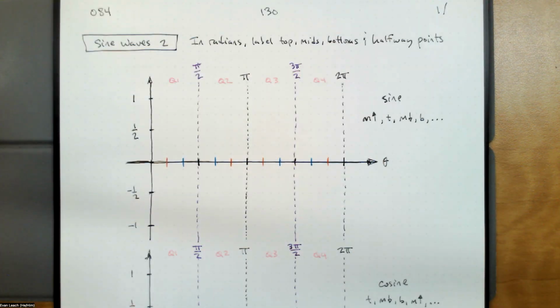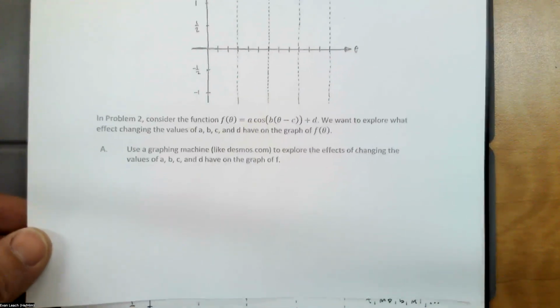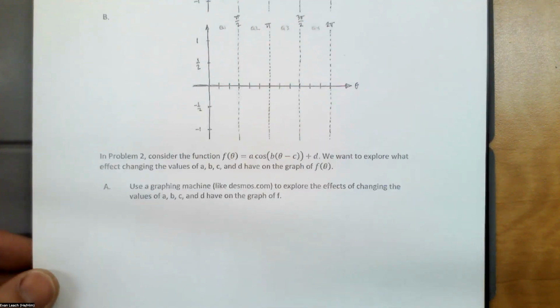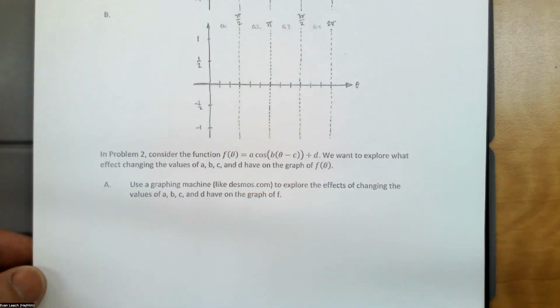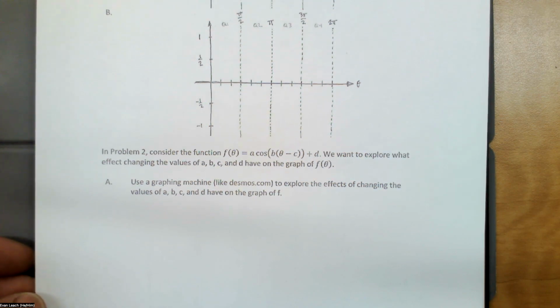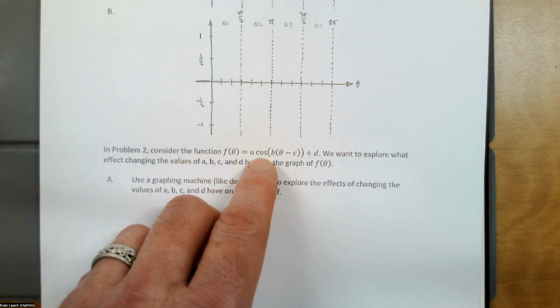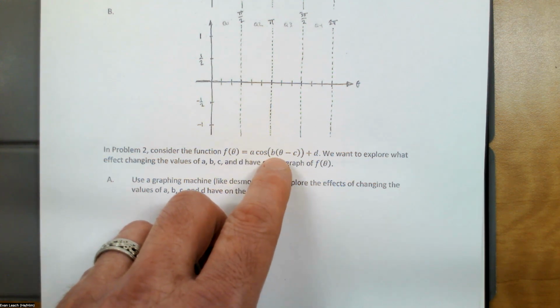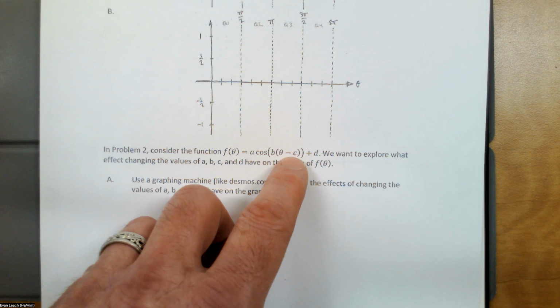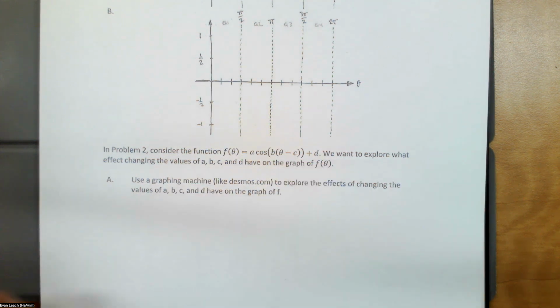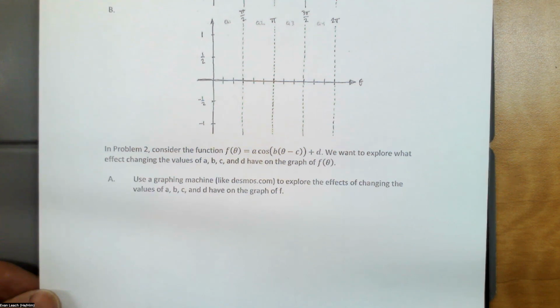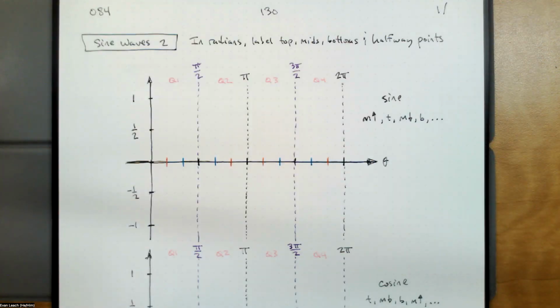And then the second part, we're going to get together into groups and try to figure out what happens if I make certain modifications to the cosine and the sine. We're going to specifically use cosine just because we need to pick one. So what happens if I put a coefficient in front of cosine, or another coefficient in front of the theta, or if I subtract something from theta, or we add something after we do the cosine? We want to explore the effects that changing each of those constants has on the graph of our sine wave.